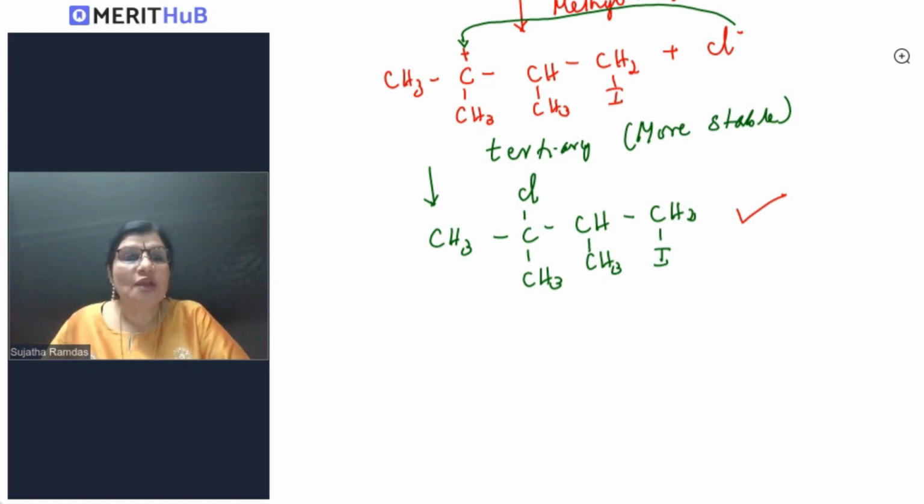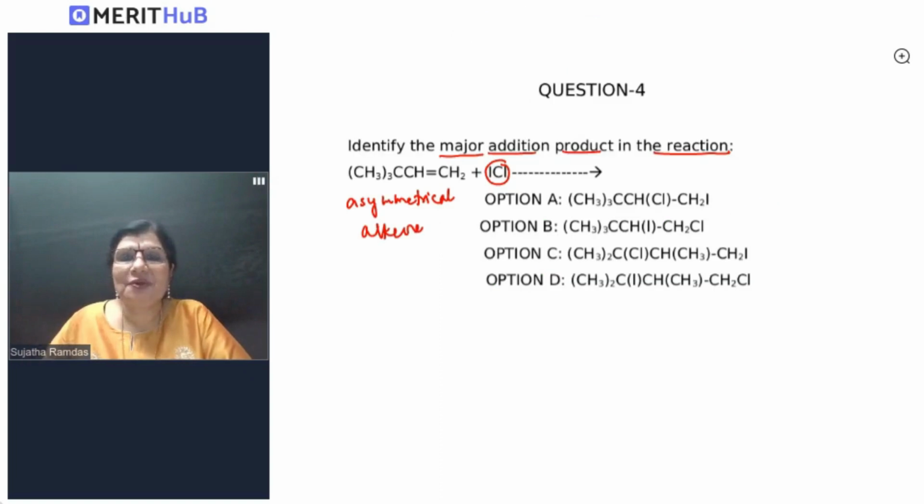So let's see which amongst the four options is the correct answer. Okay, so we have CH3 twice, CCl, CHCH3, CH2I. So this is the major addition product of this reaction, which is option C.